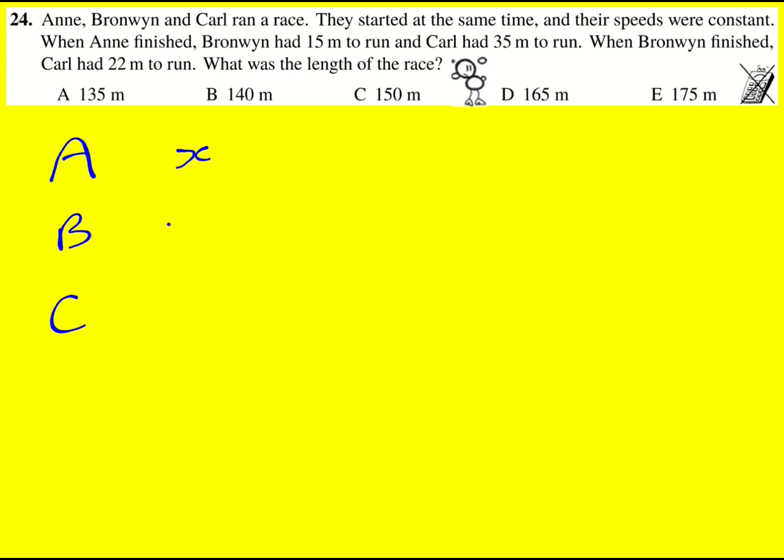Bronwyn has still got 15 meters left to run, so he's run x minus 15, and Carl has run x minus 35. So that's a bit of information we can put down.